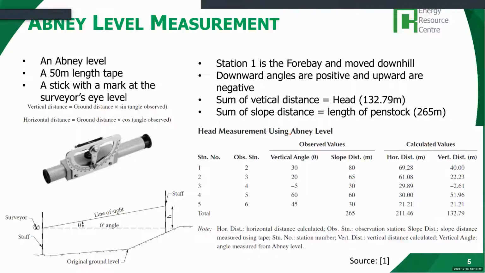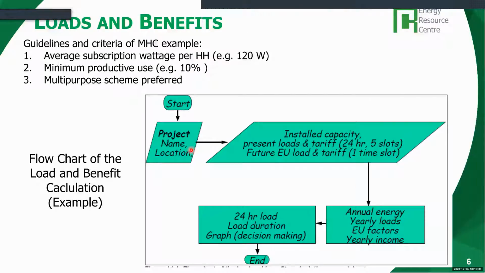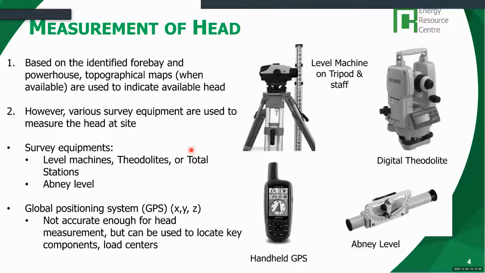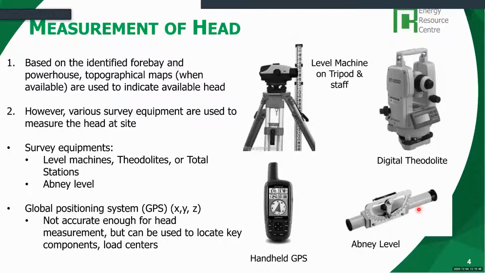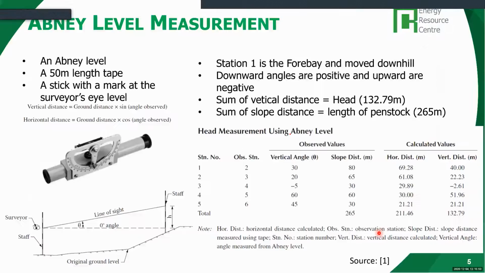So this is just a simple ABNI level measurement you use to get the head. Okay, and this is the head. Of course, over here you can use your total stations and other equipment and levels. These are more sophisticated, but a simple way is to get the ABNI. But for big, large, medium hydro, you have to use proper survey equipment. Okay? This is how the head is done.